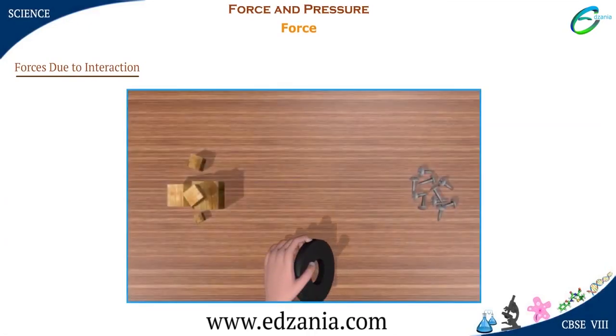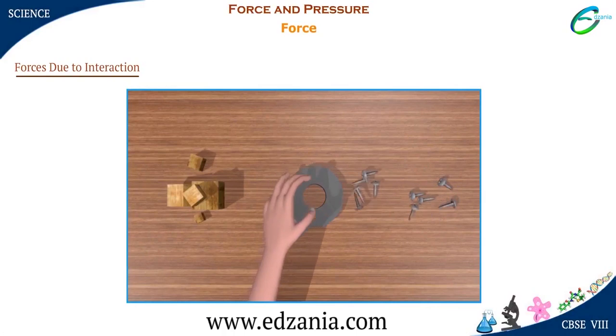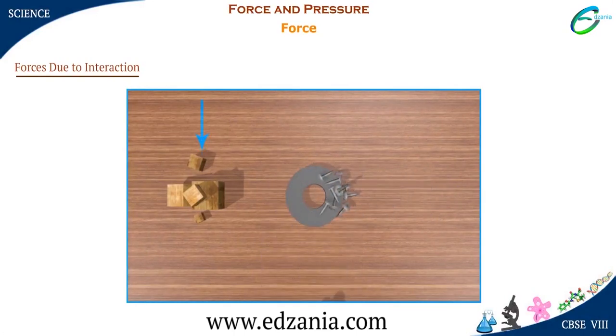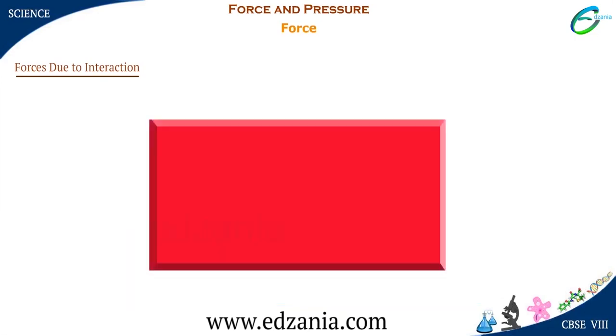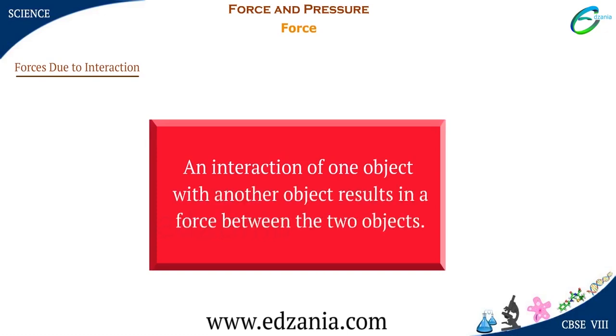What happens in the case of magnets, as a magnet pulls iron objects without touching them? A magnet can attract only iron objects, which means magnetic pull becomes effective only when the magnet interacts with iron objects. So, an interaction of one object with another object results in a force between the two objects.